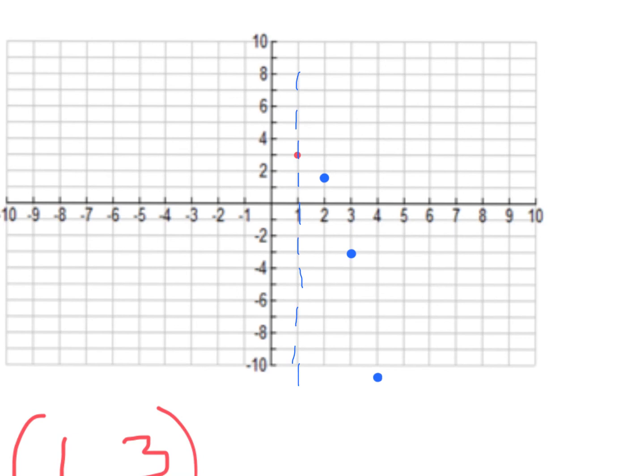Okay. Now let's reflect. So one space, 1, 2. Then we have this one, 1, 2, 3. Okay, so now let's do this up. Alright, so there's your graph.